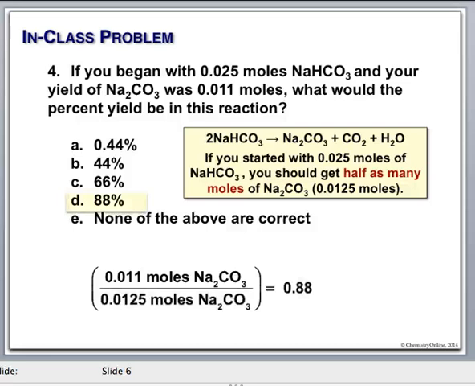The only real thing that you have to remember to do in this is the fact that you're only going to get half as many moles here, because it takes 2 to make 1. If you start off with 0.025, you expect half as many moles of sodium carbonate. It takes 2 to make 1.